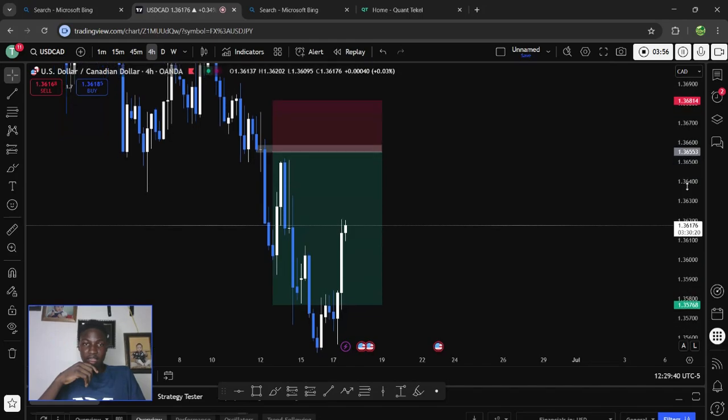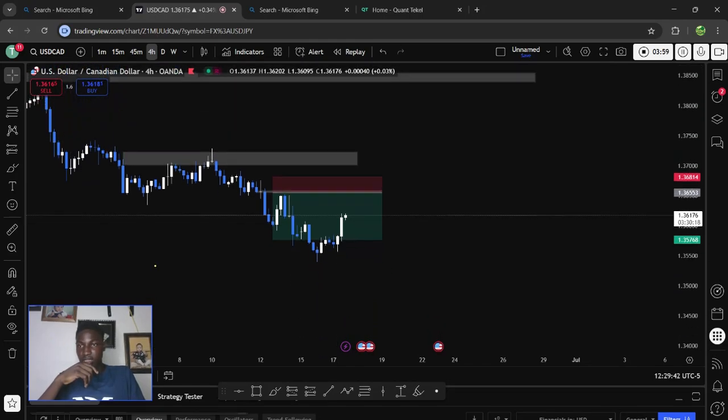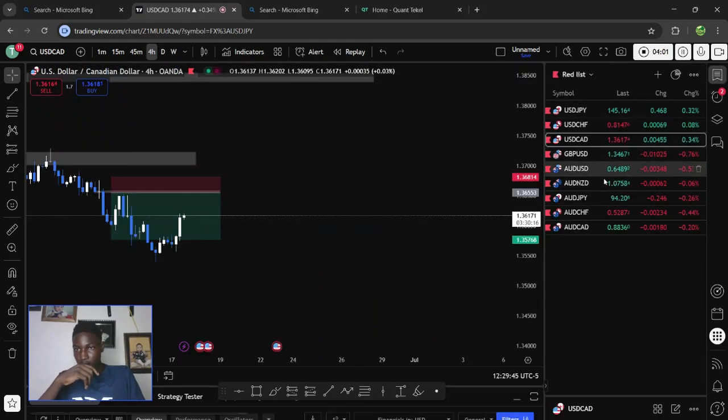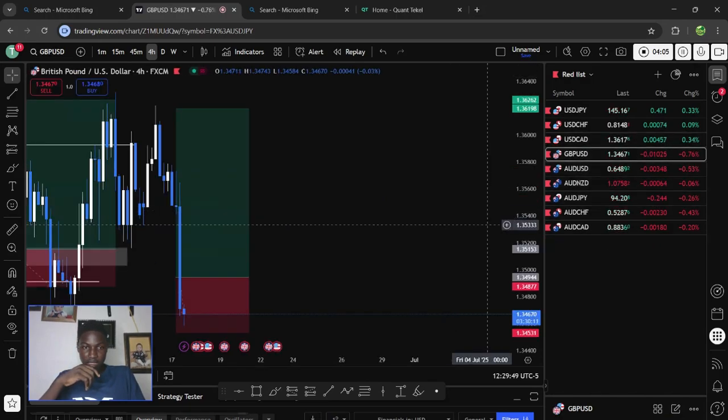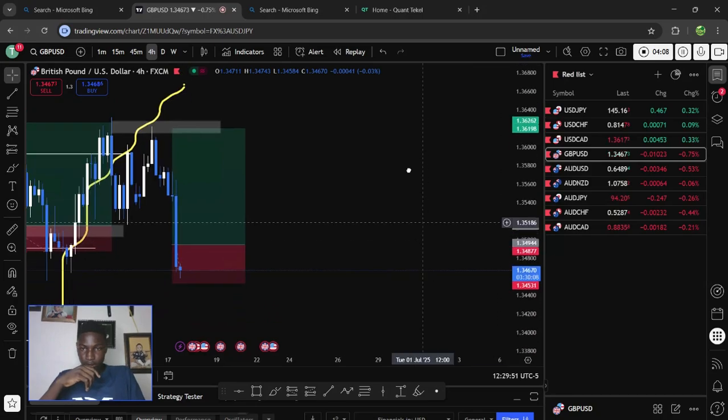We missed it by probably like 5 pips or less than that. And then we're currently in a GBPUSD trade. Take it as our stop loss. Okay.